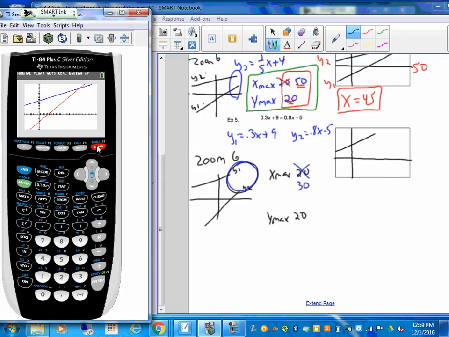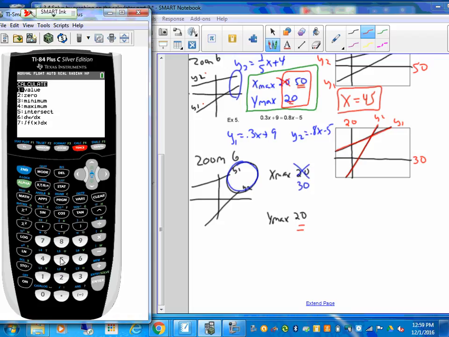Let me get my two lines, and I'm going to remember at this point all the labeling that I have to do. That top line was Y1, and then the other one, the one that started out below, was Y2. I changed my X max to 30, that goes here on the right side. I changed my Y max to 20, that goes here. And now I'm going to find the point of intersection. Second calc, second trace, number 5, enter, and get over there a little bit closer to it.